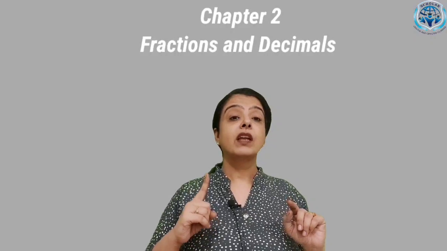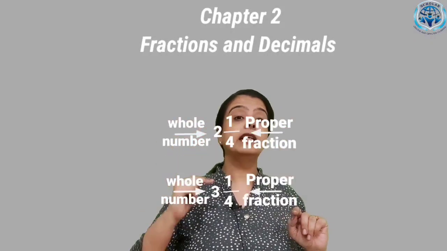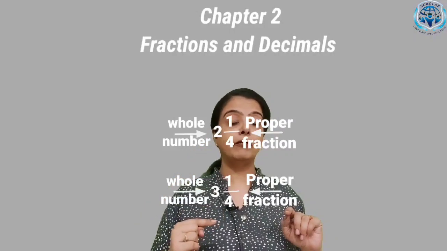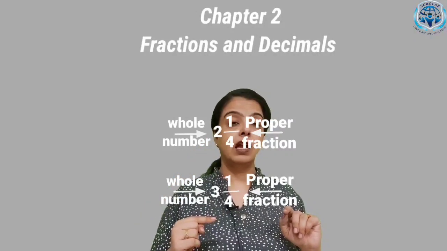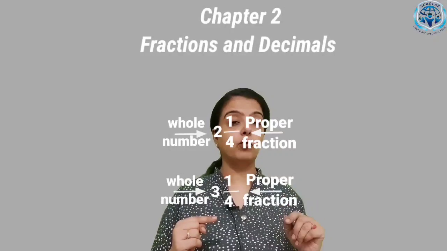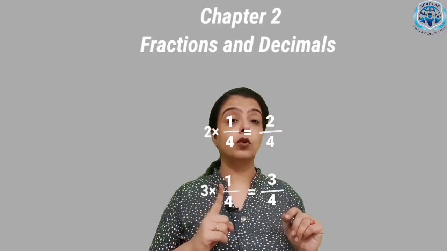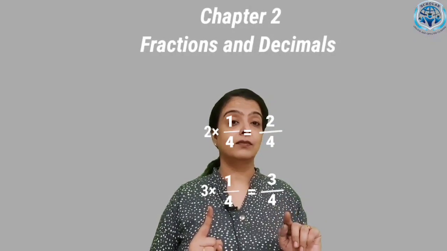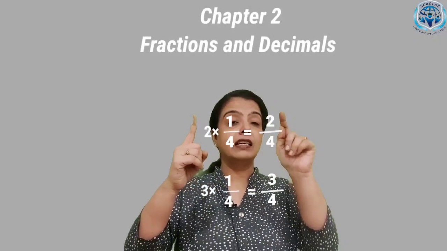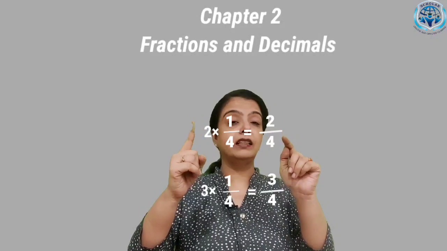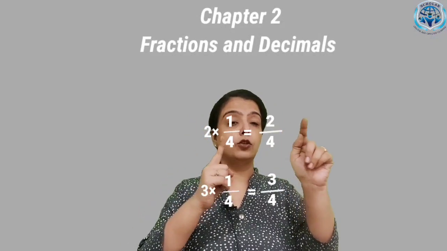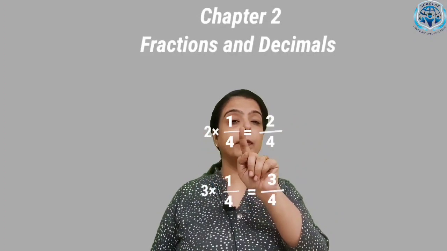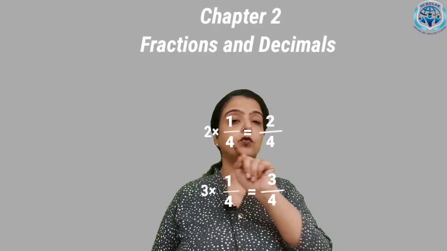That means now here 2 is a whole number, here 3 is a whole number. 1 by 4 is a fraction here, 1 by 4 is a fraction here. And we are getting 3 by 4. That means we are multiplying this whole number with the numerator and writing the denominator as it is. Here also we are getting 2 by 4. That means we are multiplying this whole number with 1. 2 ones are 2, 2 by 4.